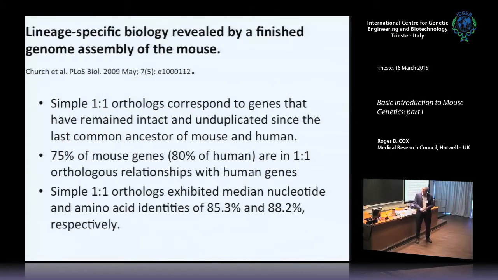So this is some information from a recent PLOS Biology paper. So we've already defined orthologs, and about 75% of mouse genes are in one-to-one orthologous relationships with human genes, and they show quite high amino acid and sequence homology, so around 85 to 88%. So there's good homology between mouse and human.